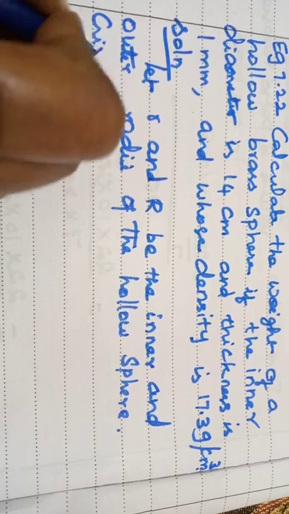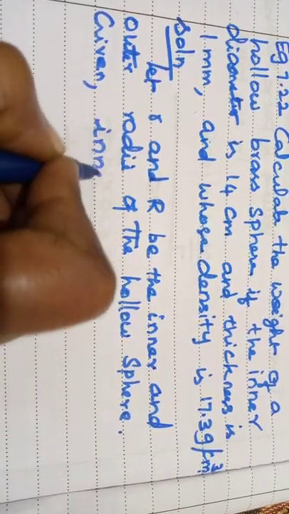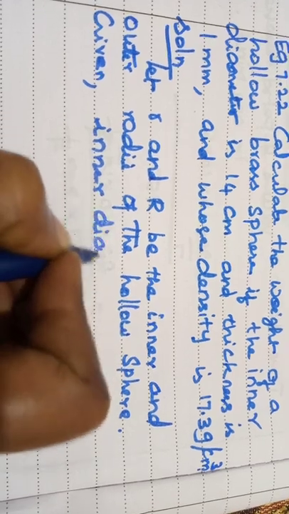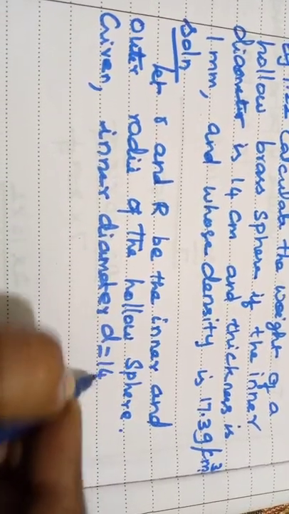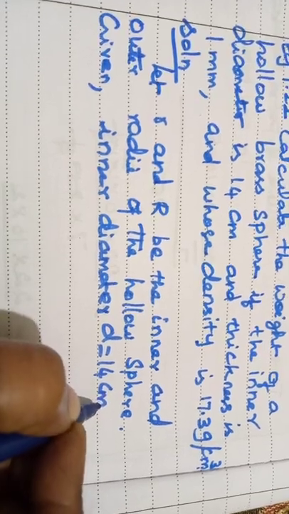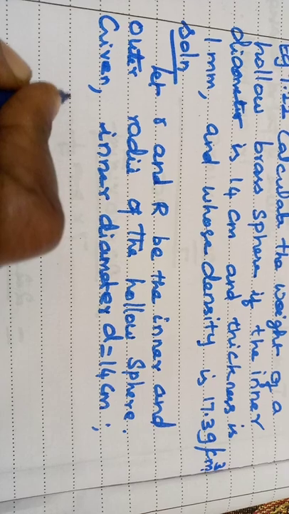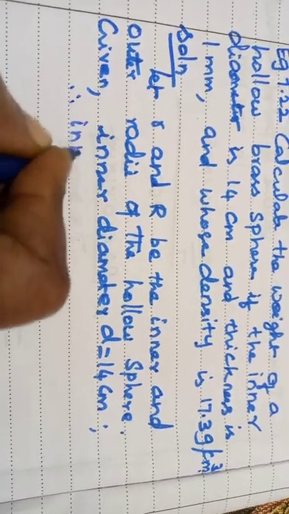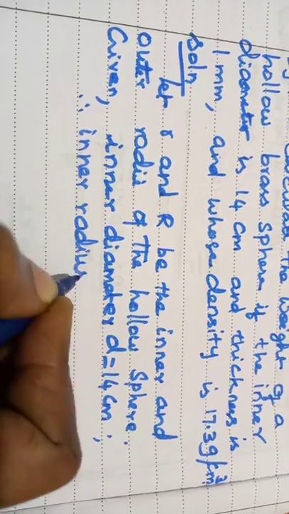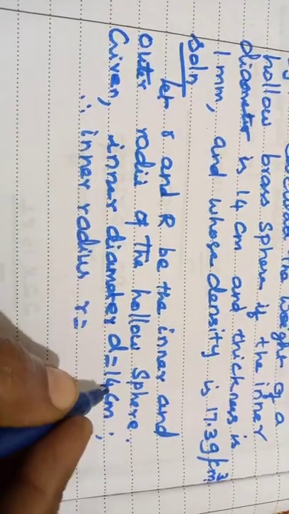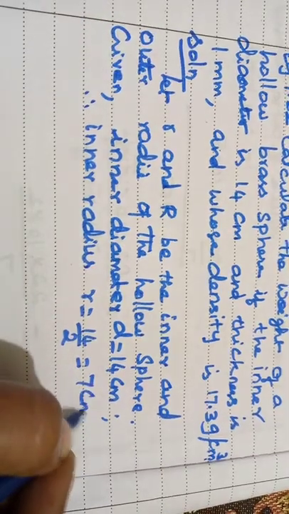Given inner diameter D is equal to 14 centimeter. So inner radius will be half of this. Therefore inner radius is equal to 14 by 2, which is equal to 7 centimeter.